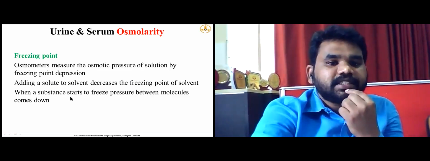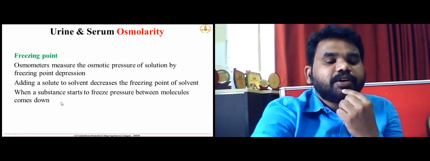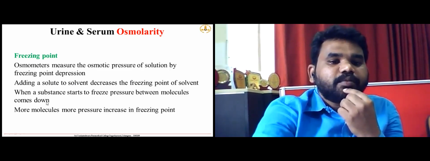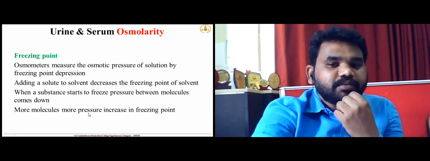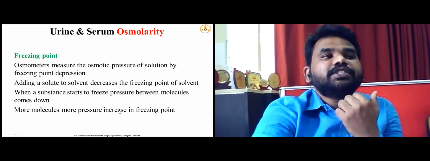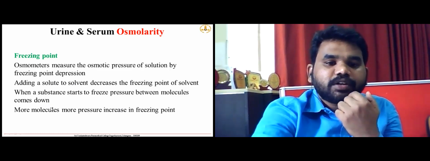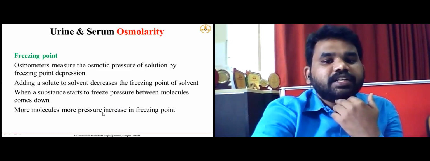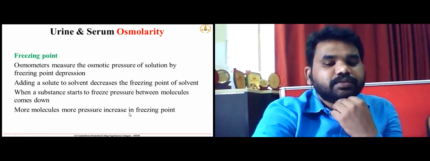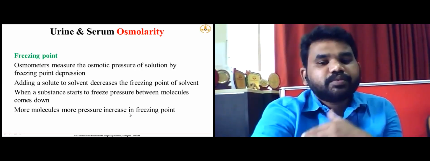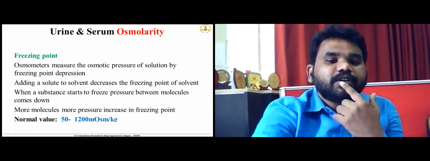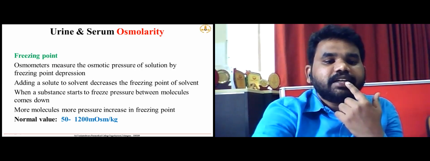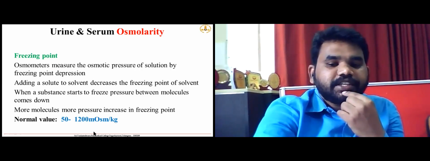So when the substance starts to freeze, pressure between the molecules comes down, and when more molecules are present inside the sample, then the pressure will increase, and as a result, the freezing point changes. Normally the water should freeze at 0 degrees Celsius, but when more molecules are present, it will take a lower temperature. So that means it will go to -1, -2, -3. Like this, the freezing point will be depressed. Okay, and the normal value of the osmolarity is 50 to 1200 milliosmoles per kg.